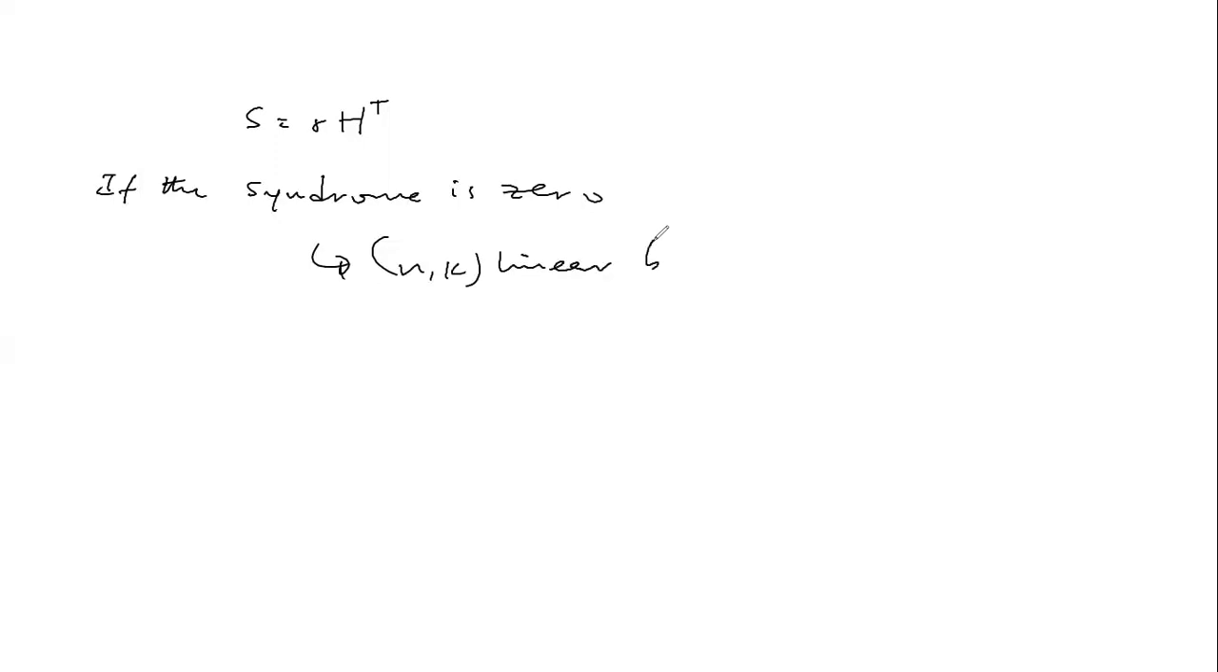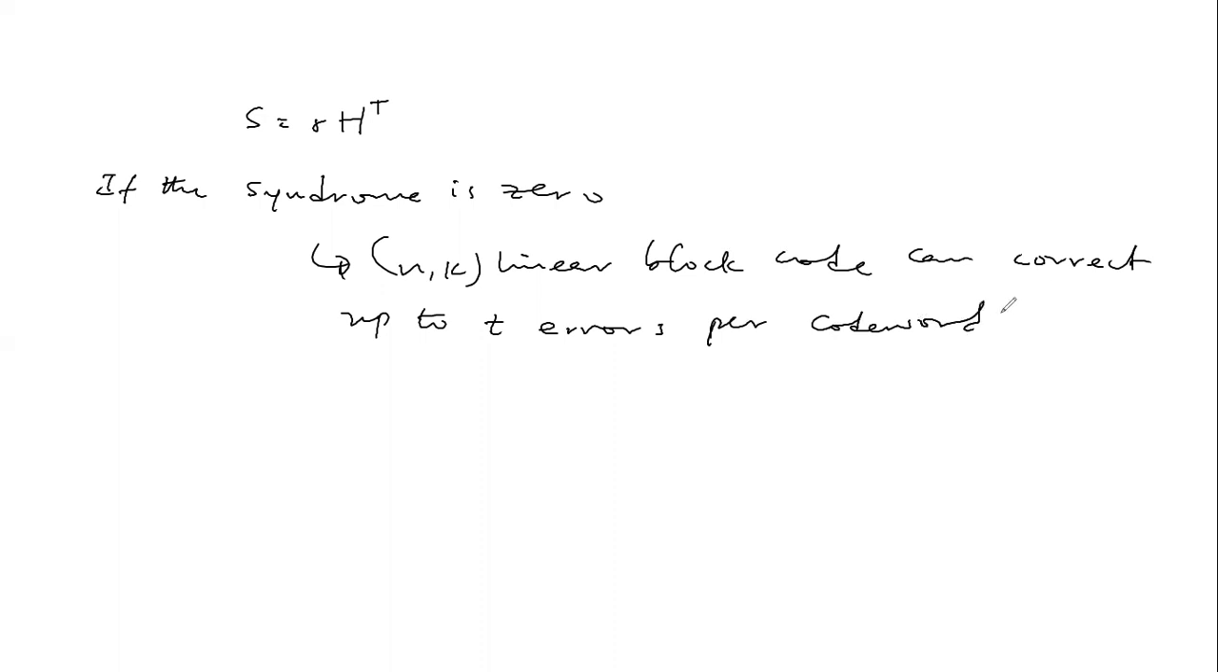So with syndrome decoding, an (N, K) linear block code can correct up to T errors per code word if N and K satisfy the Hamming bound.